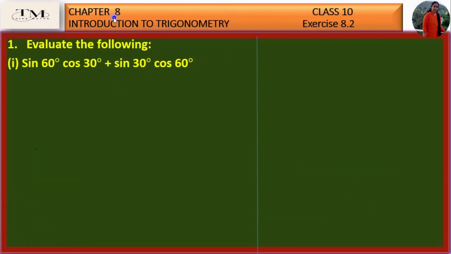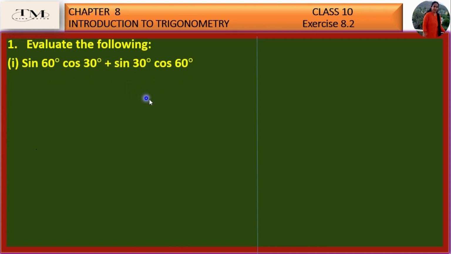We are in class 10 Maths, chapter 8, Introduction to Trigonometry. In this session, we are going to discuss exercise 8.2, question number 1. In the first question, we have 5 parts. Evaluate the following: sin 60 degrees cos 30 degrees plus sin 30 degrees cos 60 degrees. You should remember the trigonometric table to solve this problem.